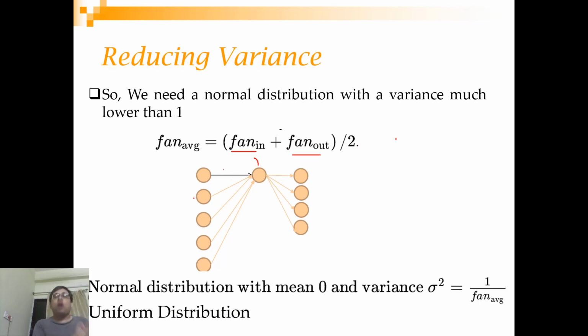And instead of a normal distribution, you could have also used a uniform distribution, because uniform distributions also follow similar properties: the sum of uniform distributions will have a mean of 0, but the standard deviation will be much higher. However, for a uniform distribution, you will have to use a different range because of its difference from the normal distribution.